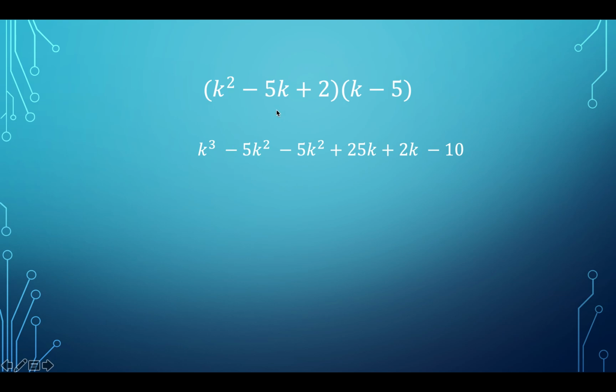So now I got all of this, and I got to worry now about combining like terms. So I'm going to combine minus 5k squared and minus 5k squared. Remember, we have negative 5 minus 5. They don't cancel out and give you 0. And then we also have plus 25k plus 2k. Those two are going to be combined. So our final answer is k cubed minus 10k squared plus 27k minus 10.